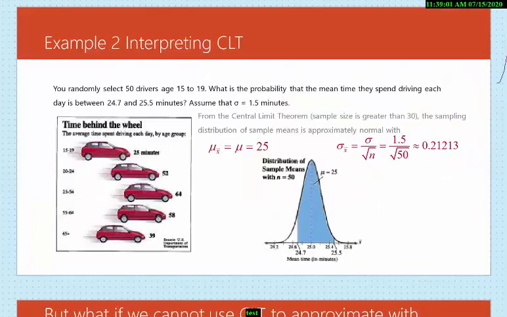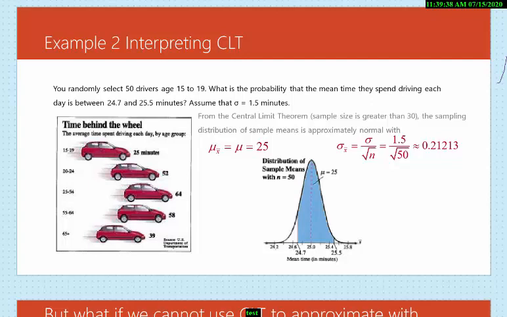And here we can see a different example. Let's look at this example as well. 50 drivers from age 15 to 19. What is the probability that the mean time they spend driving each day is between 24.7 and 25.5 minutes? Assume that the sigma is equal to 1.5. Do we know that the initial distribution of all these drivers is normal? No, we don't. Can we use the central limit theorem? Yes, we can, because the sample size is greater than 30. It's 50.